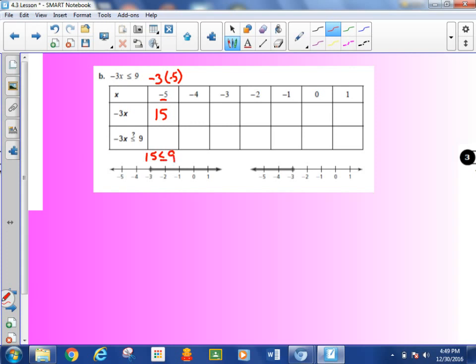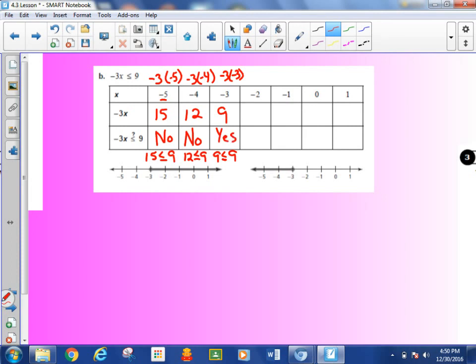Is 15 less than or equal to 9? No. Okay, so -3 times -4. 3 times 4 is 12. 2 negatives make it a positive. Is 12 less than or equal to 9? No. Okay, so let's do another one. -3 times -3. 3 times 3 is 9. 2 negatives make it positive. Is 9 less than or equal to 9? Yes, because it's actually equal to 9.